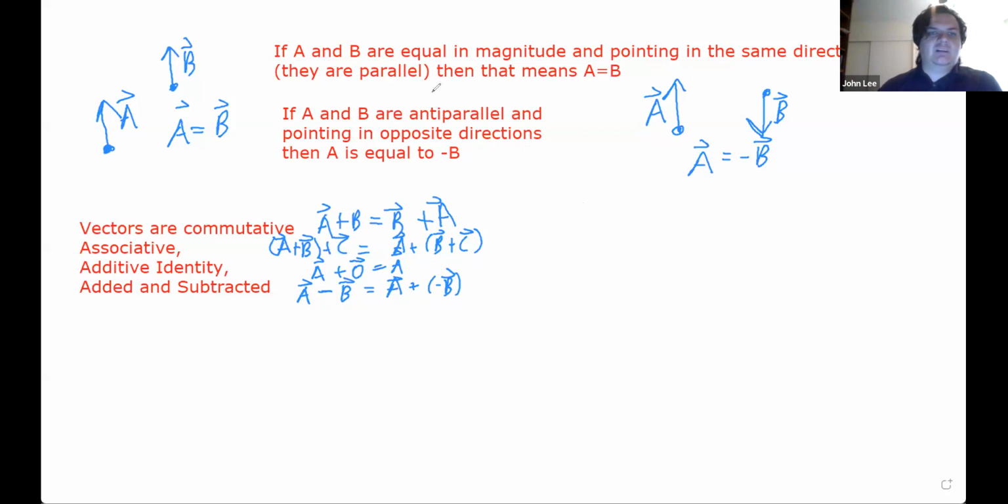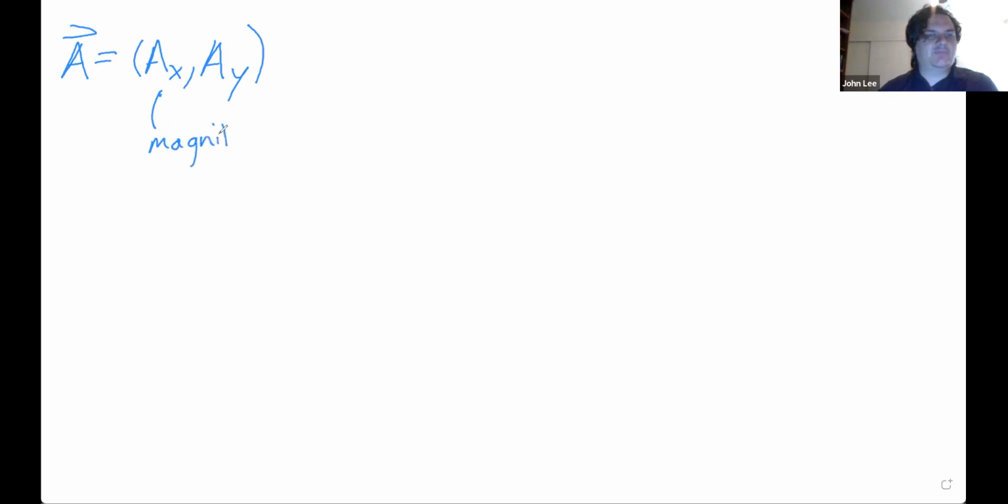So the way that you write out vectors is that, let's talk about it in two dimensions. It's going to be AX, AY, where this is the magnitude pointing in the x direction, and this is the magnitude pointing in the y direction.